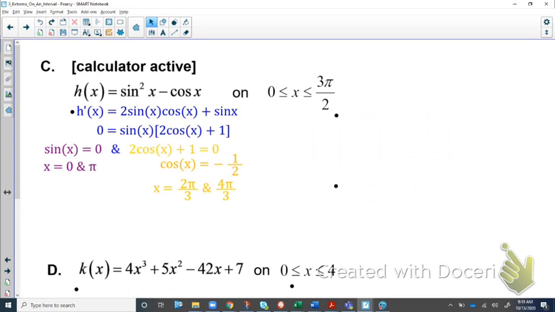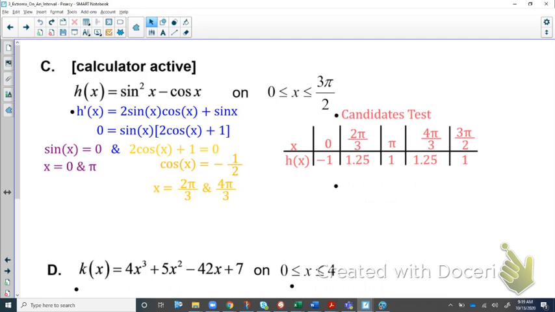So we have the two endpoints that were given to us for our closed interval, and we got solutions of 0, pi, 2 pi over 3, and 4 pi over 3 for the derivative. Now the 0 is repeating, but that still means that we have 5 numbers that we're going to be looking at for our candidates test. So I have 0, 2 pi over 3, pi, and 4 pi over 3, and finally 3 pi over 2.